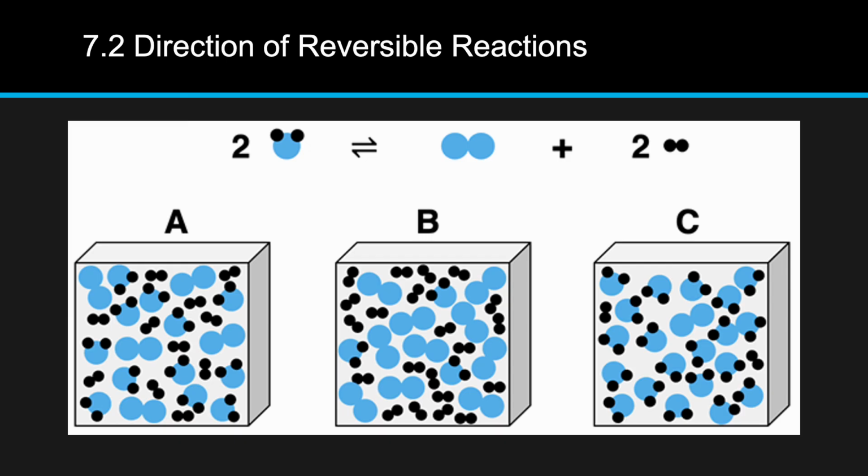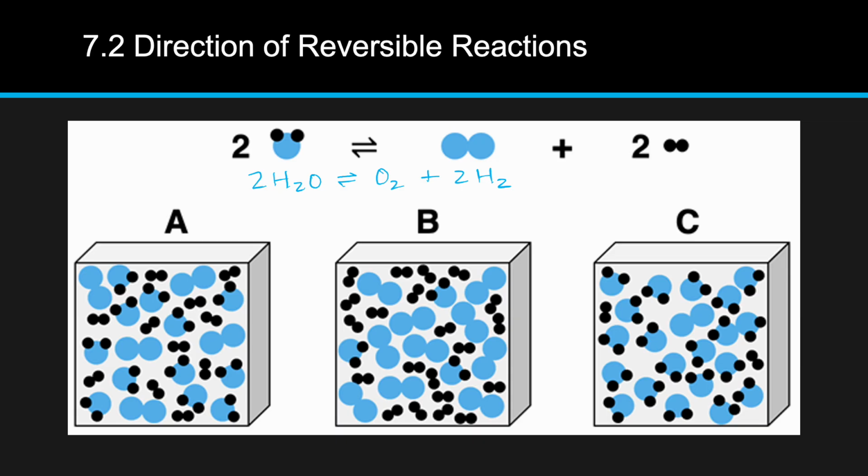All right, so here we have some particle representations of an equilibrium equation. So I'm going to interpret this as water. So we have 2 water molecules in a reversible reaction with O2 and 2 H2s. So now what I want you to do is pause the video and look at each particle diagram and tell me what you think the K value will be.